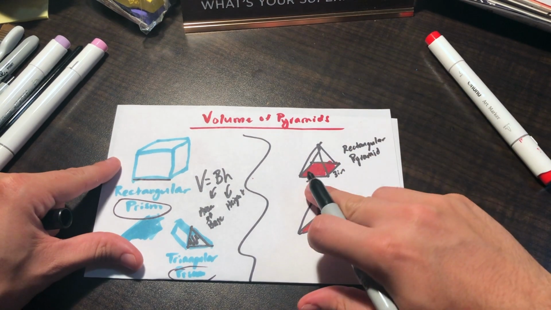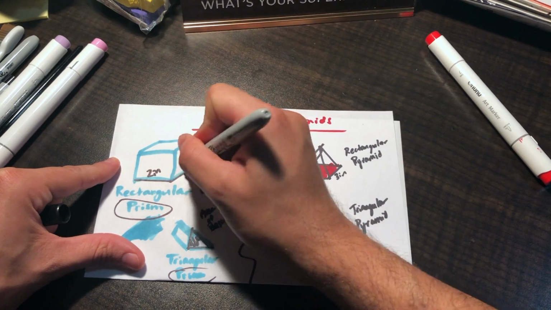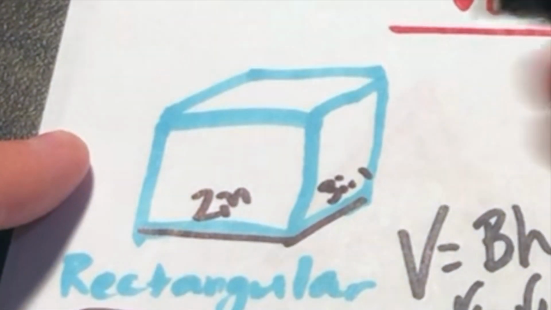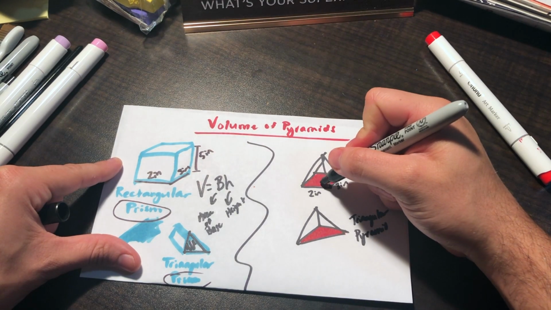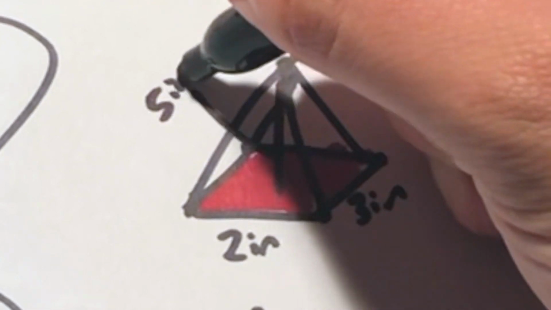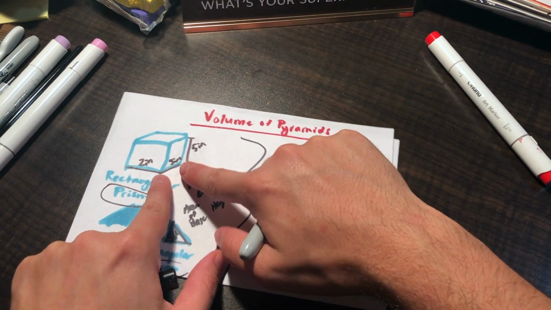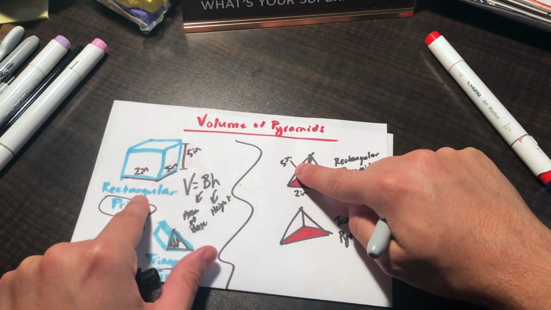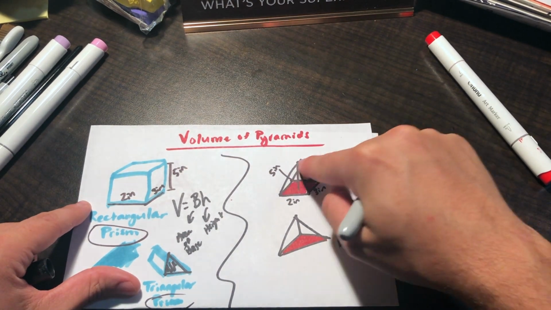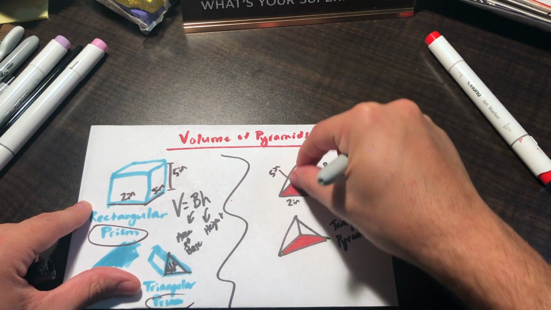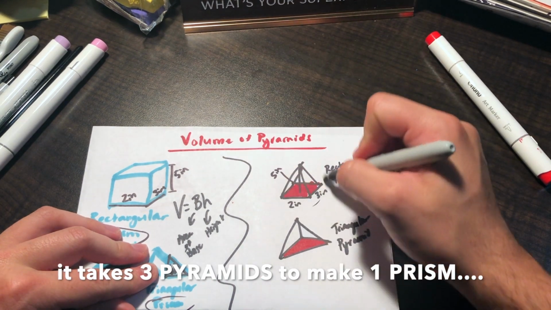So like, let's say this is 2 inches and this is 3 inches, and this was 2 inches and that one was also 3 inches. And let's say that the height was, I don't know, 5 inches, and the height of this was also 5 inches. So everything's the same. 2 inches, 2 inches. The width is both 3 inches. The height is both 5 inches. But guess what? Even if they have all the same measurements, it still takes 3 of these to fill up with water and fill up just one of those. So you need 3 of those.